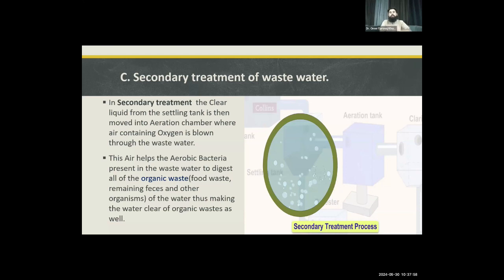So whenever we instill air through the liquid, through the water, there is exponential growth of the aerobic bacteria, and these aerobic bacteria start eating everything: food waste, feces, other organisms, and they almost eat all of the organic materials in the water present in the aeration chamber, and this water then becomes almost clear of the organic base. Next, please.